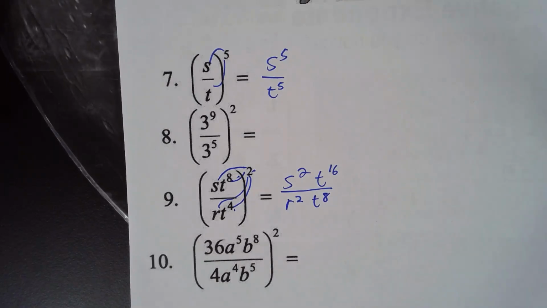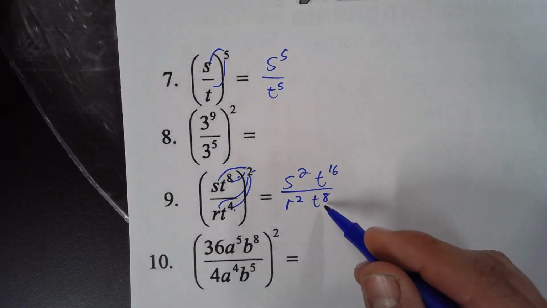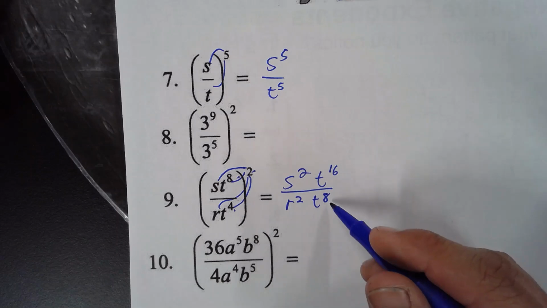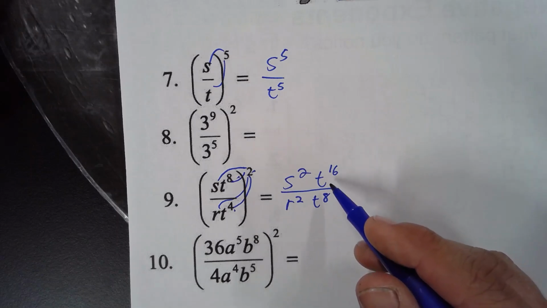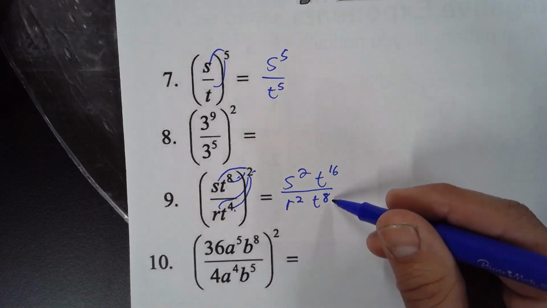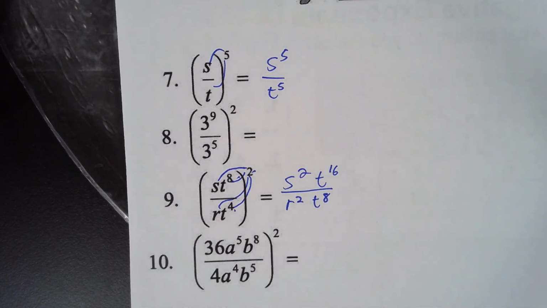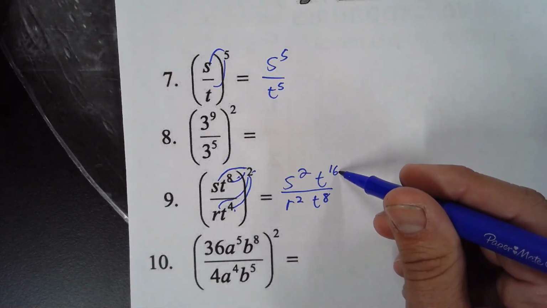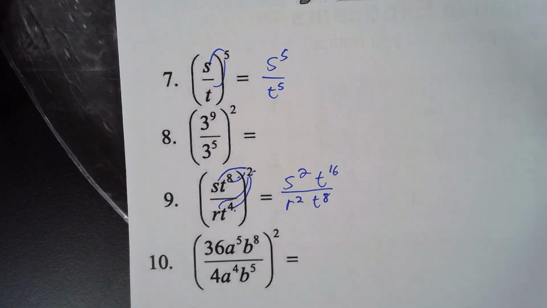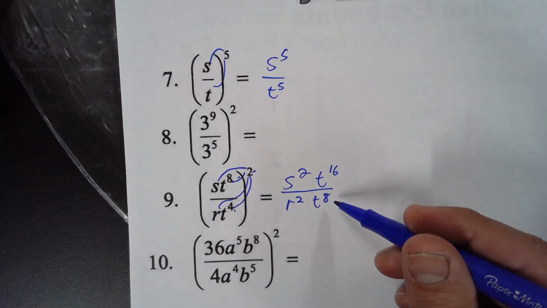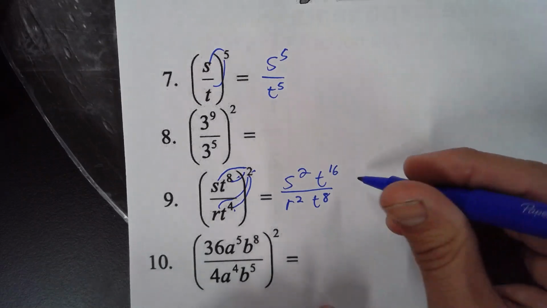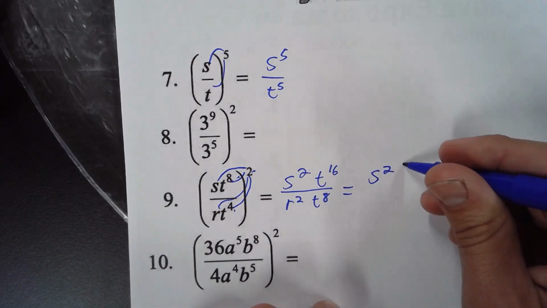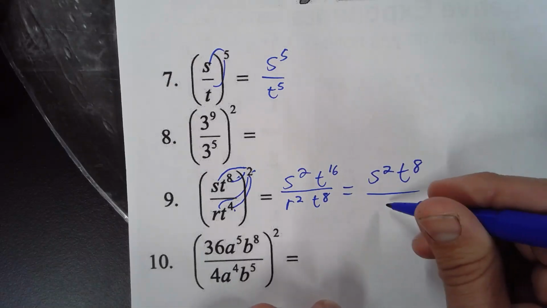Do you guys see on that one how I ended up with the t to the 6th? I have t on the top and bottom. Well, this isn't the final answer because we're going to use the division to simplify it. Since I have a t on top and bottom, what's the rule when I have exponents being divided? Yeah, I divide and I do what to the exponents? Subtract. Yep. So a simpler form would be s to the 2nd, t to the 8th divided by r to the 2nd.